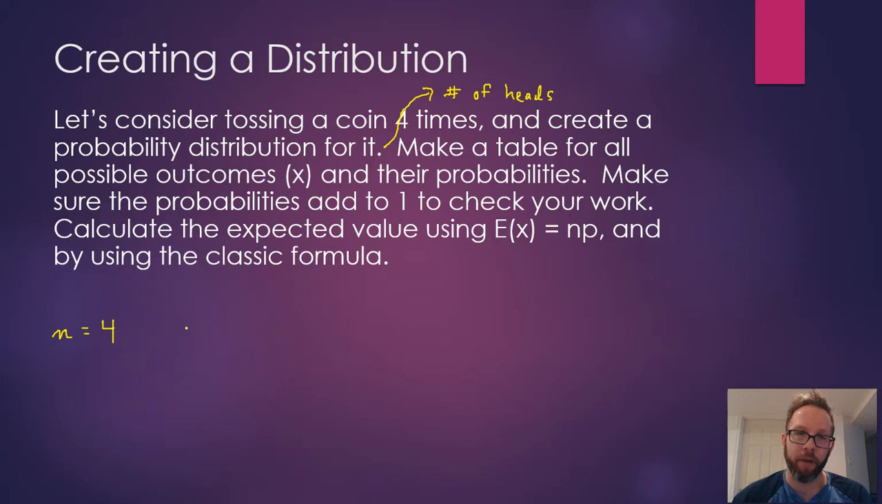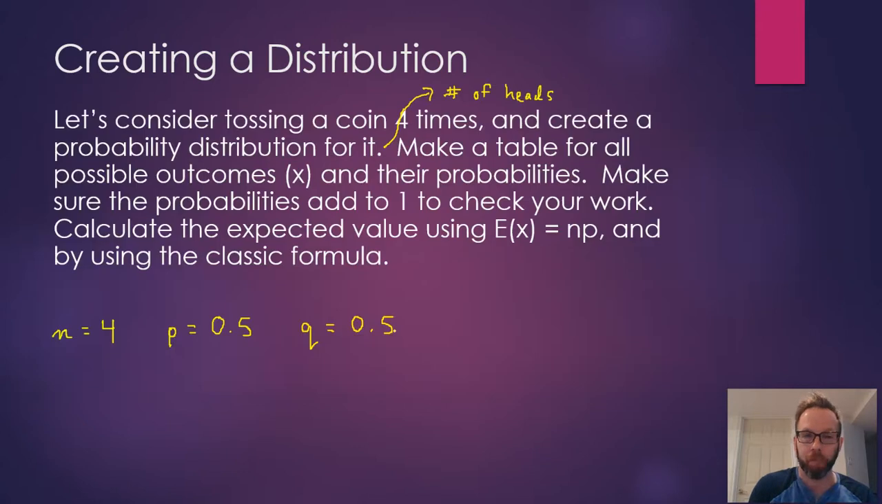If we're tossing a coin and our success is to get heads on that coin, the probability of success would be 0.5, which makes the probability of failure also 0.5. They have to add to 1. So in this case, P and Q are equal, so we might see some symmetry when we do a graph of the distribution here.